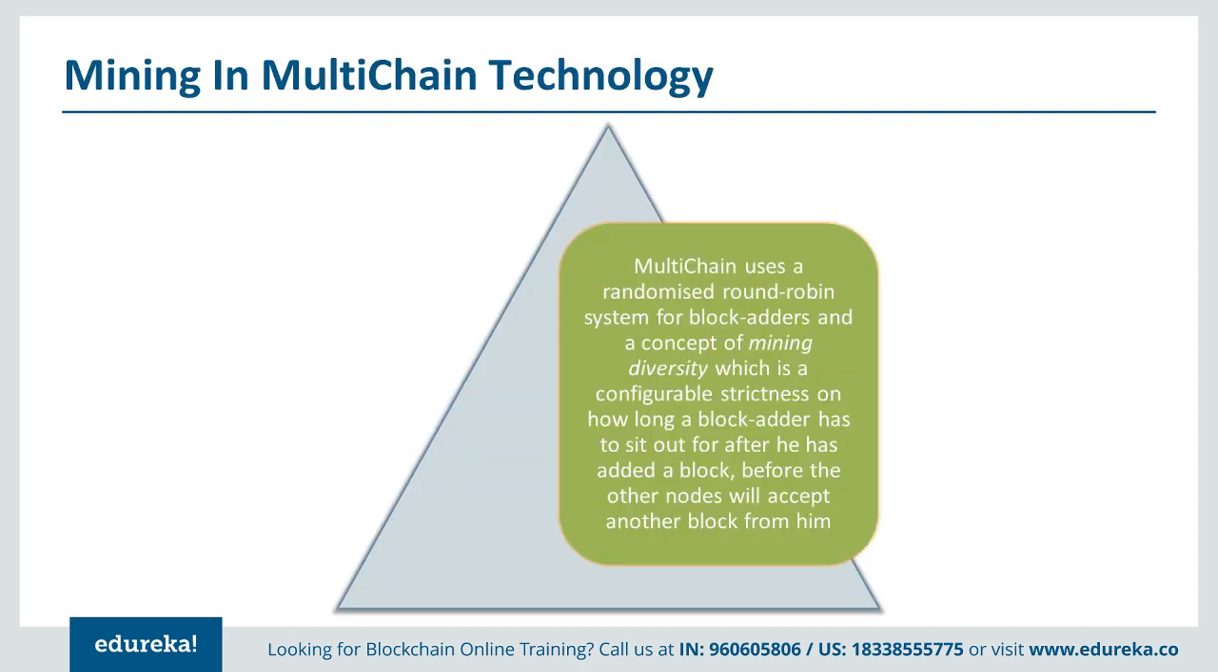The mining, as I already mentioned, uses a randomized round robin system of block adders and a concept of mining diversity. So as an admin, if I assign 4 nodes as miners, each node will get a chance to mine the block one by one. And once all 4 are done, then again it will go to the first miner. So it's a kind of round robin system, and nobody gets any incentive for doing the mining.